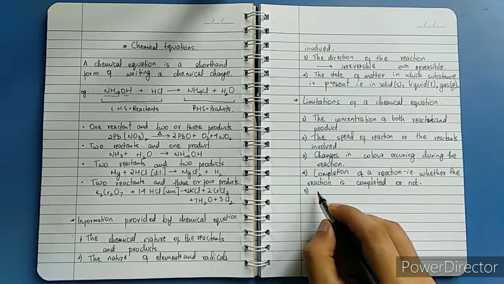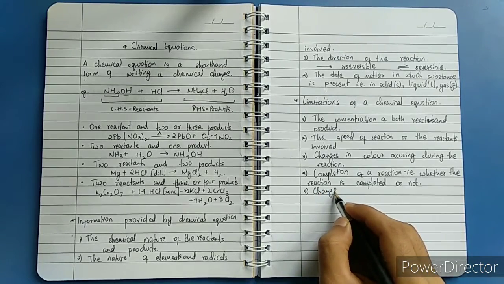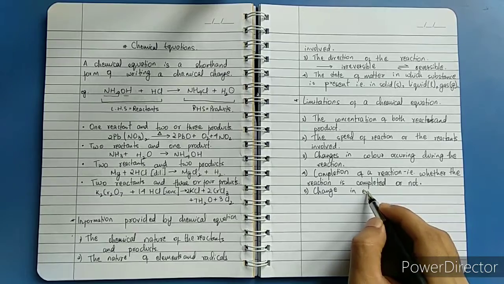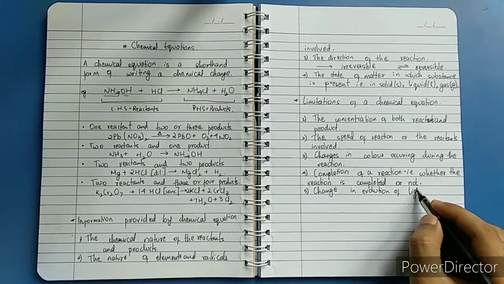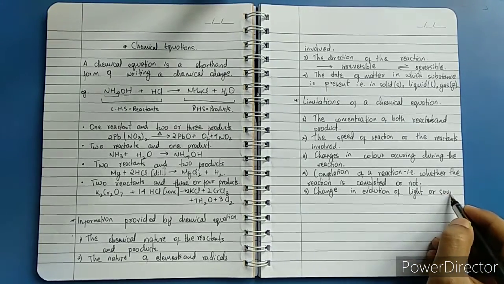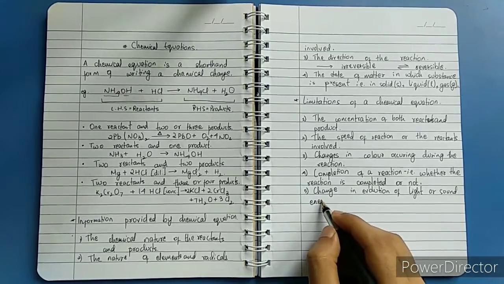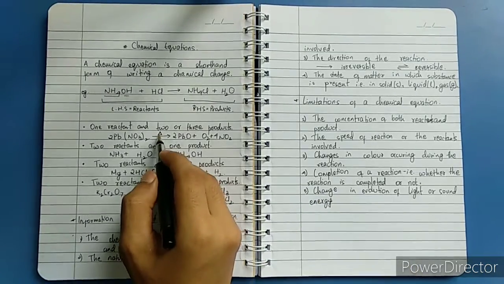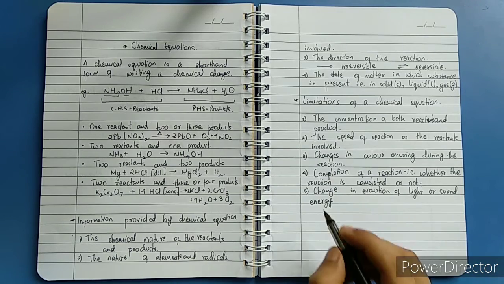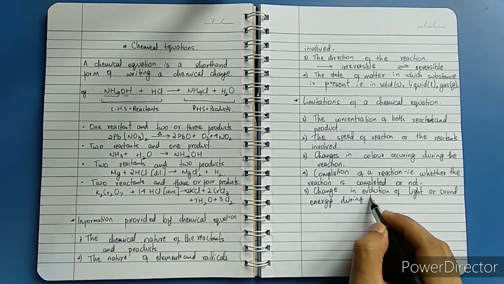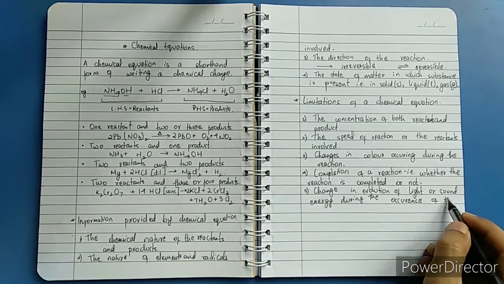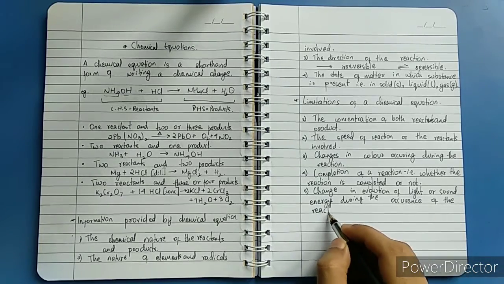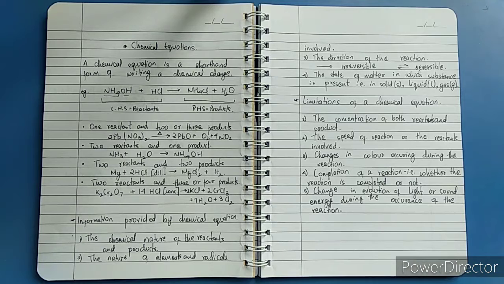And number five, the last one: changes in evolution of light energy or sound energy. This is also not denoted by a chemical equation. Though heat is mentioned, light or sound energy is not mentioned during the occurrence of the reaction. So this is the last limitation.